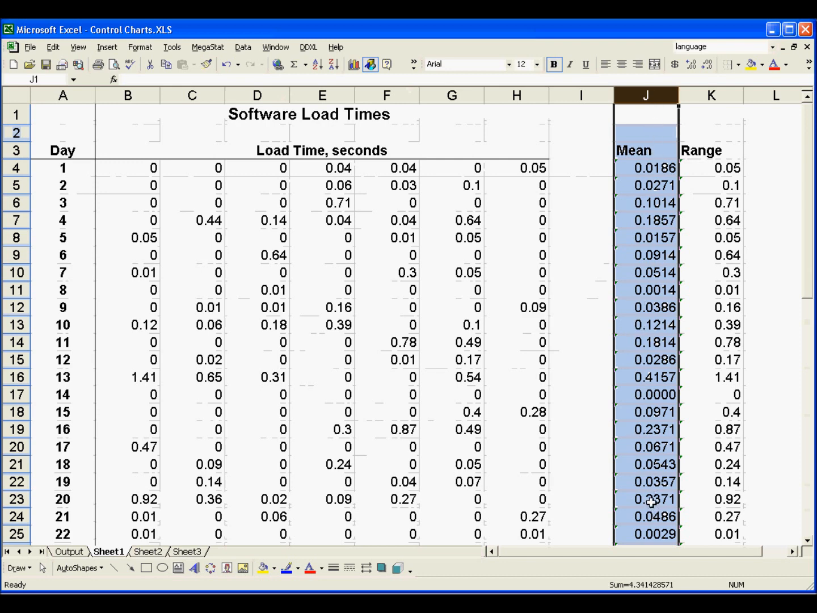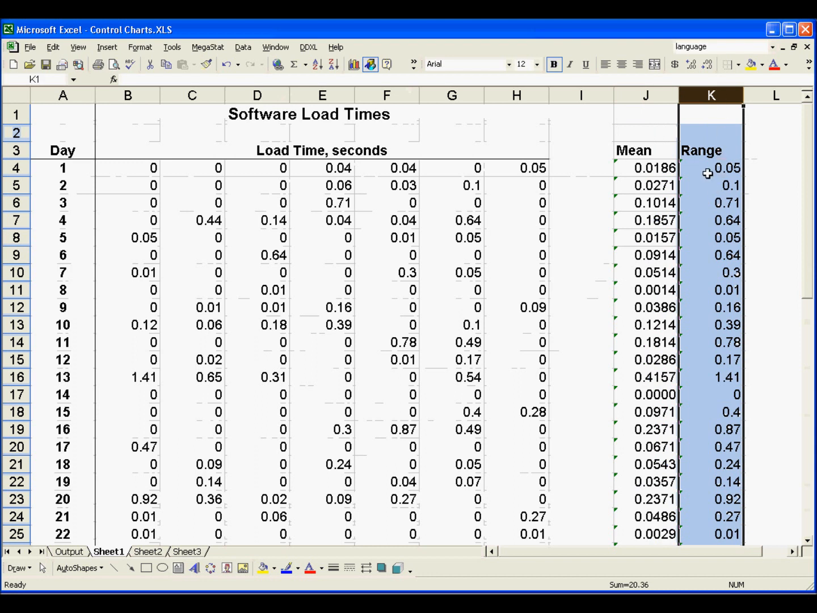The collection of means will then be analyzed, and we'll look at the mean of the means. So the average of all of these daily means, and also the average of all of these ranges, and we'll see that in the following screen that I'll show you.